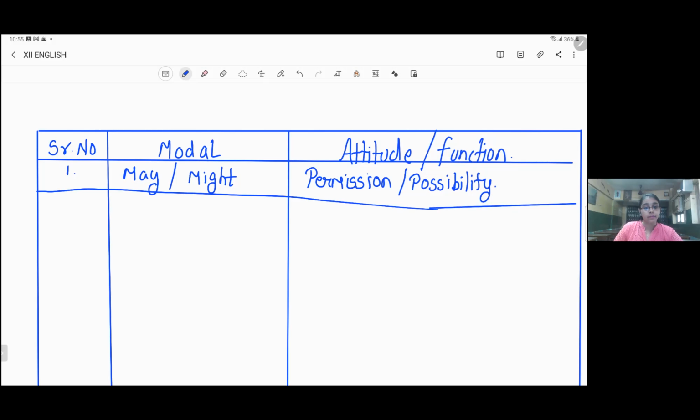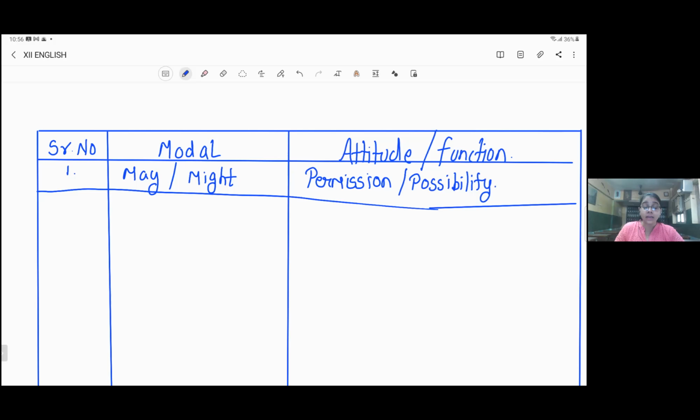Clear? First modal is may and might. What is this word trying to say when we are using these 2 modals in a particular sentence? It is giving the attitude and function of permission and possibility. May I come in?